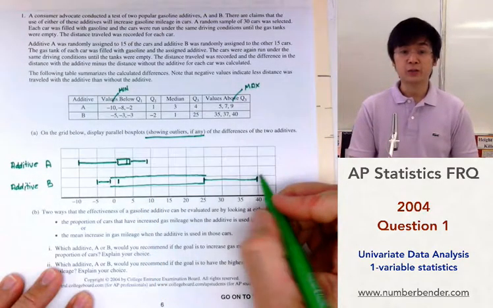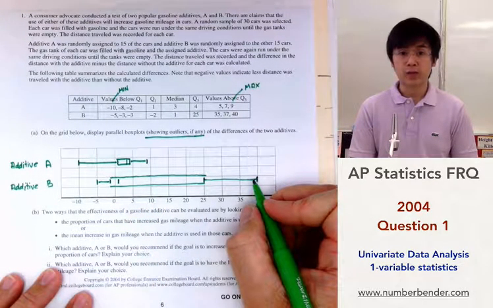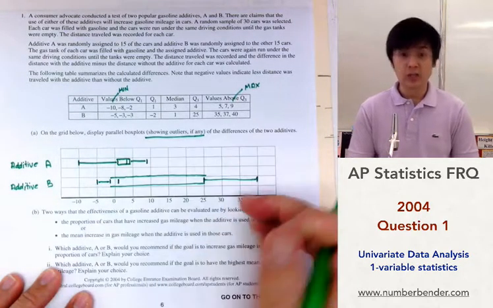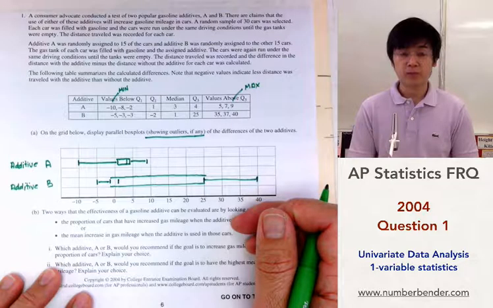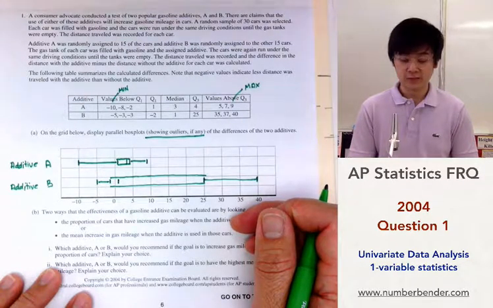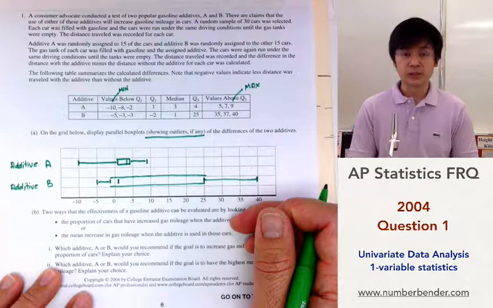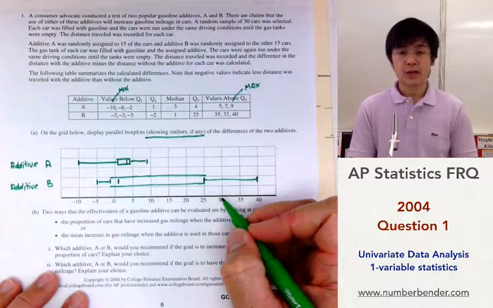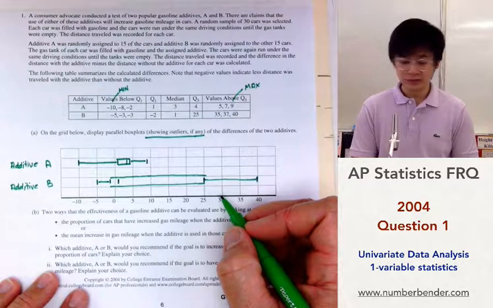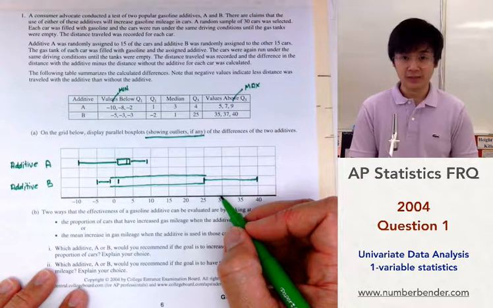To check if there are outliers, we're going to be using the 1.5 IQR rule. On this graph, we're not going to be able to spot it, but by finding the IQR and verifying to the left and to the right of the curve, we'll be able to see whether some of these are outliers in our distribution. Let's start with additive A.